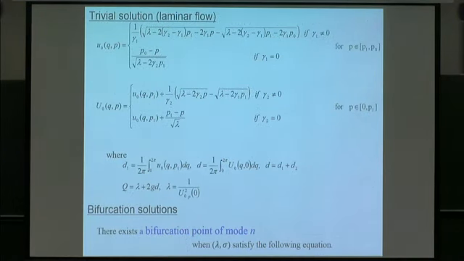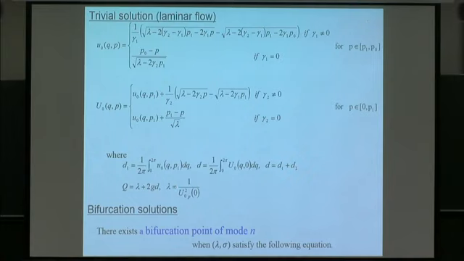We start from the trivial solution, whose streamlines are horizontal, and the mean depths of omega 1 and omega 2 are d1, d2, and they are related to p0, p1 by these relations. Then there is a trivial solution like this, where q and lambda are related to each other in this way.